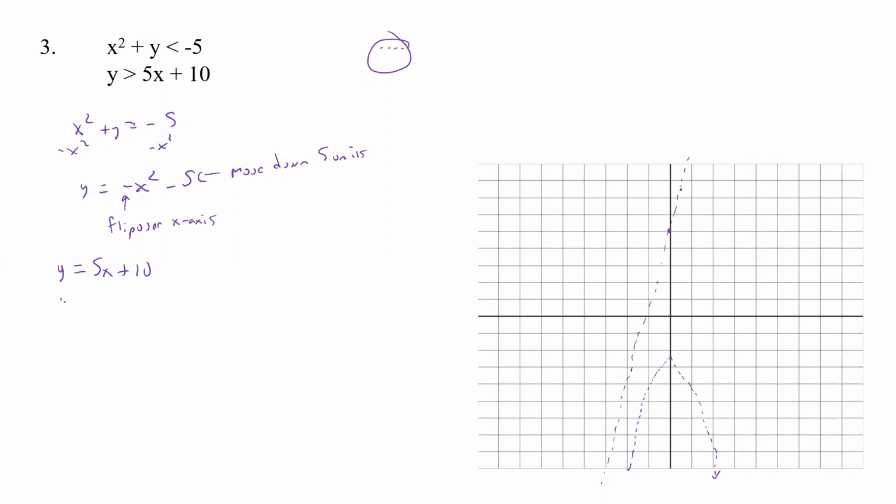So this one I said it should be y is greater than 5x plus 10. So greater than that, that's going to be out here somewhere, okay? So that's going to be greater than, because down here would be less than, but I want greater than, so it's going to be up here somewhere. And the other one, what I did was I solved for y, and so I took that over there. So this one should be y is less than negative x squared minus 5. And so that means it's going to be somewhere in here.